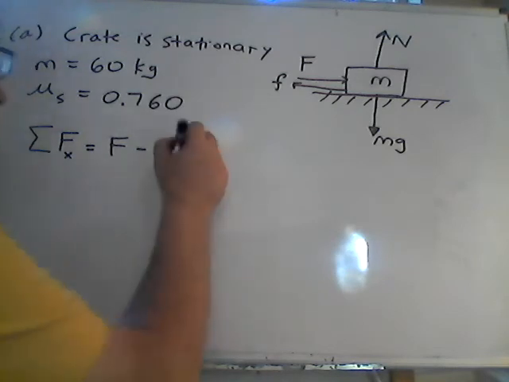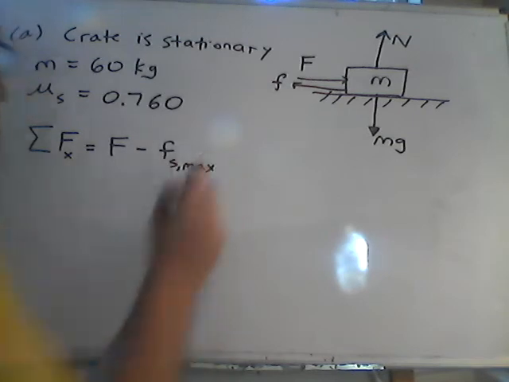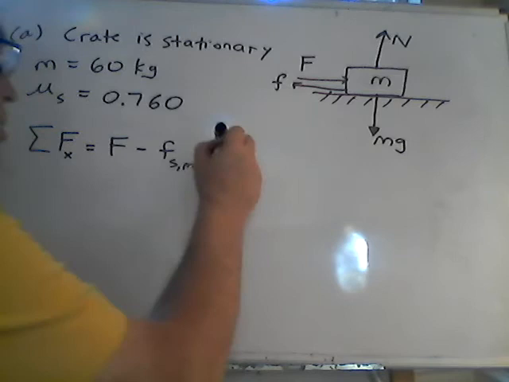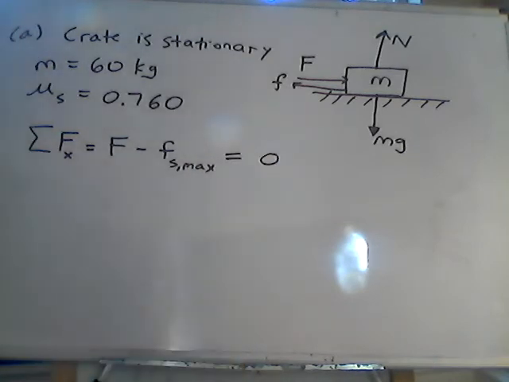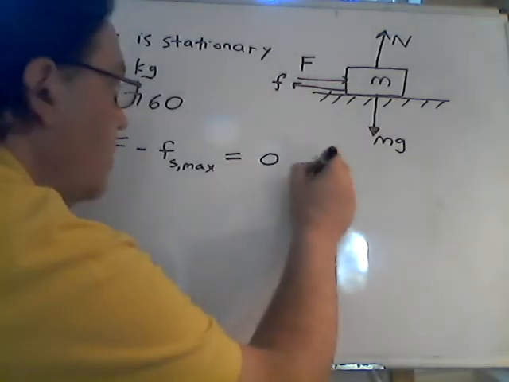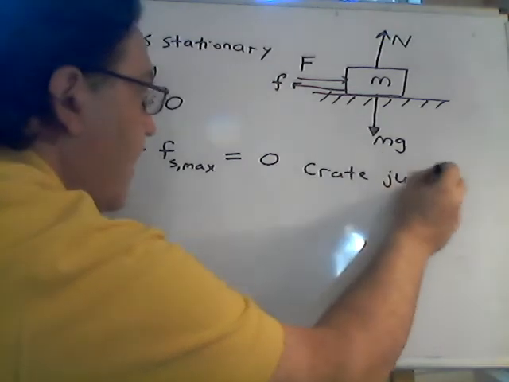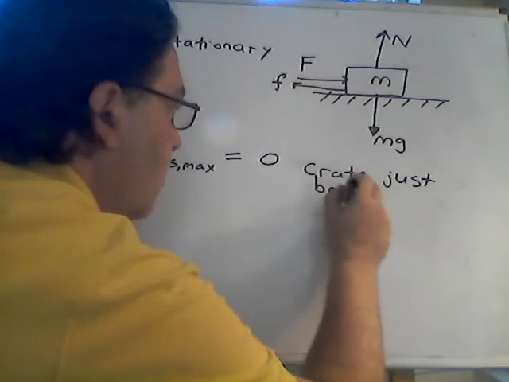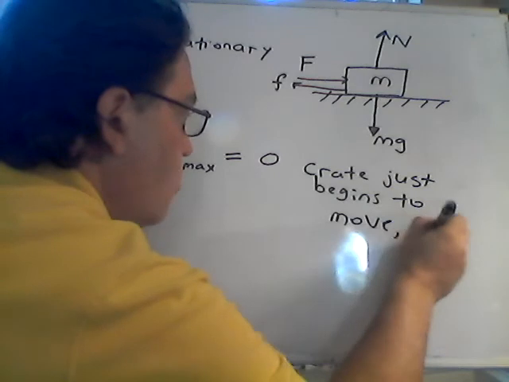And so we have no acceleration. And this will be particularly F sub X max. Okay, we've reached that special value where we're just breaking away. And of course, this is going to be zero because there's no acceleration yet. You know, the crate just begins to move. So no acceleration.